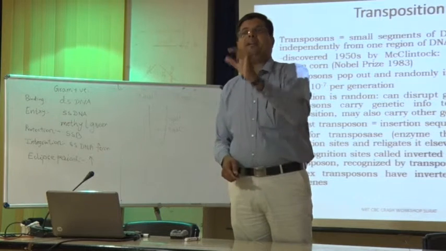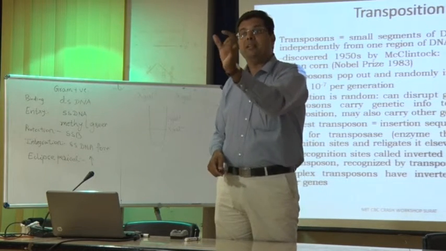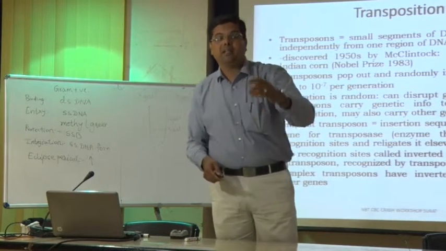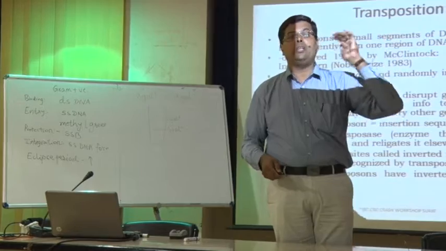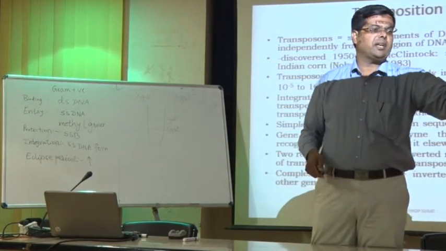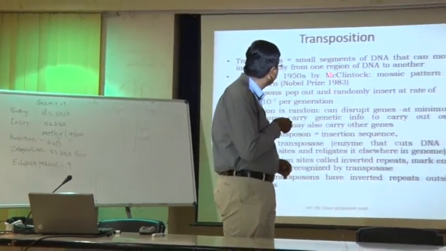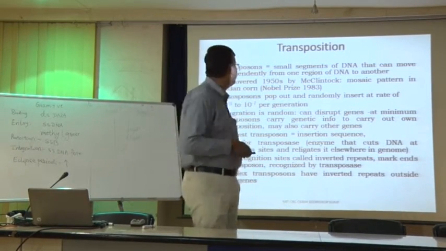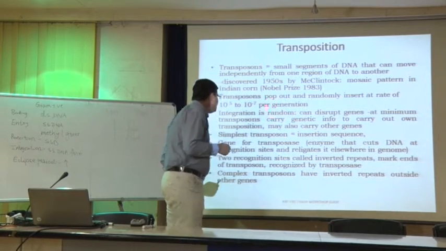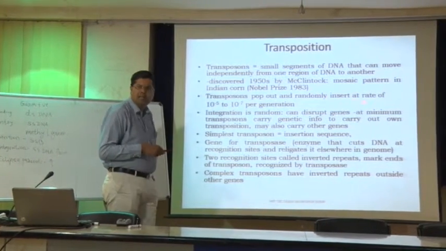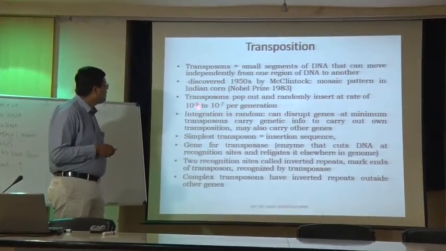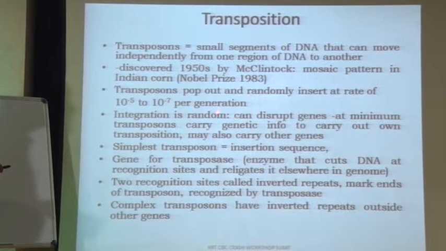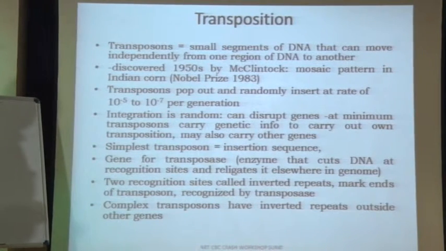So he first identified this IS1 element in the bacteria. Are you getting it? E. coli strain, and that's why the credit for the transposon in bacteria goes to James Shapiro. We all know the transposon, but we don't know who discovered the transposon in bacteria. So the transposons pop out and randomly insert at a rate of 10 raised to minus 5 to 10 raised to minus 7 per generation, and this integration is random.